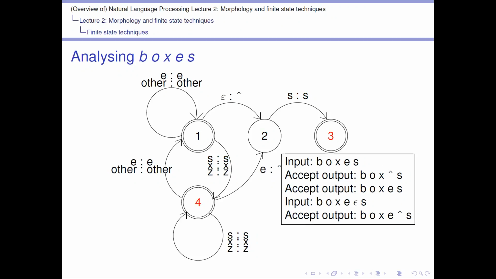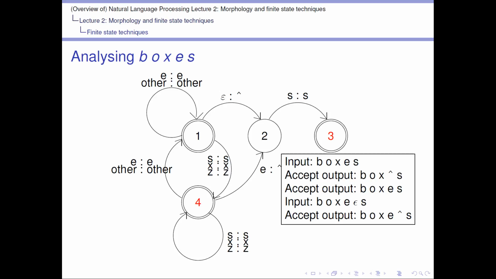So, at the end of the day, what have we got? For the input boxes, we could have reached an accept state by having box affix S, by having boxes, or if we'd allowed ourselves to think of an epsilon transition between E and S, having box-hat-S. Right, so what good is this? This seems like nonsense, doesn't it?